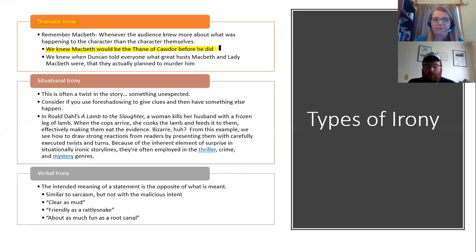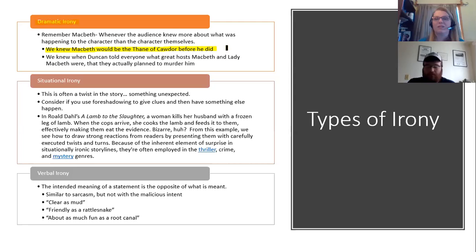I also remember that everybody almost laughs out loud when they hear Duncan as he's walking in to the castle, and they know that Lady Macbeth and Macbeth have basically set a trap to kill him. And he says, "Oh, what a sweet, wonderful, beautiful place this is." That's dramatic irony. We all kind of laugh. We're like, no, don't go in there, right?